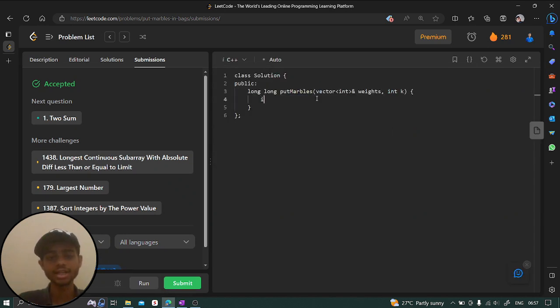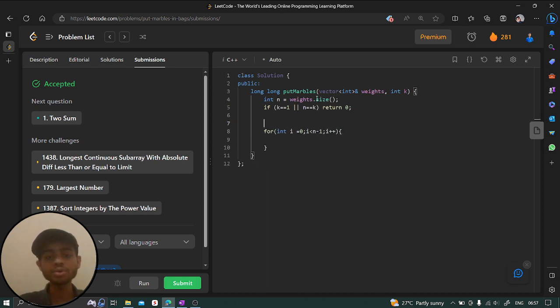Here first of all let's get the length, weights dot size, right? And after that we can say if k is equal to 1, or if n is equal to k, then also we have to return 0, right? After that we can say for int i is equal to 0, i less than n minus 1 and i plus plus. We have to draw the line now.